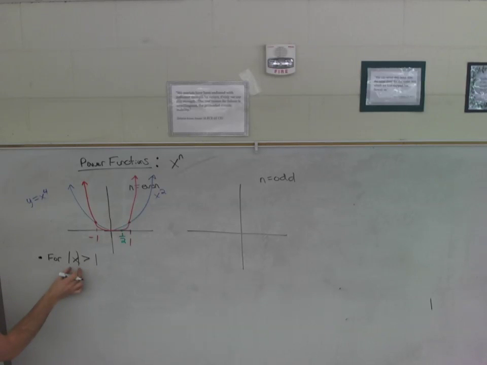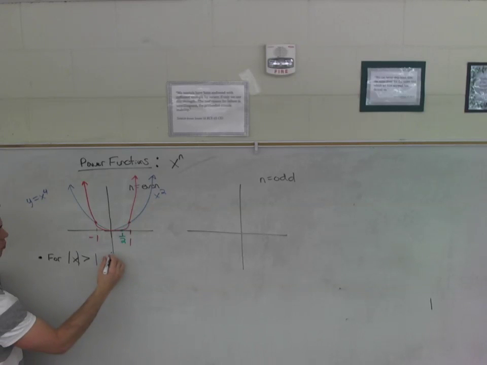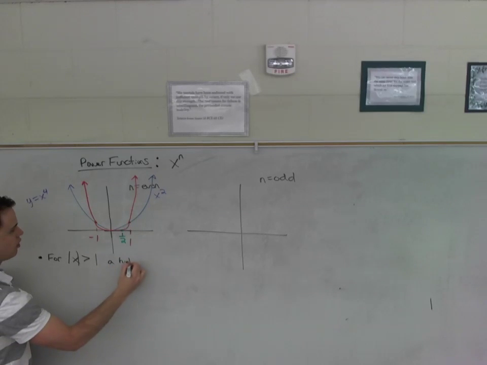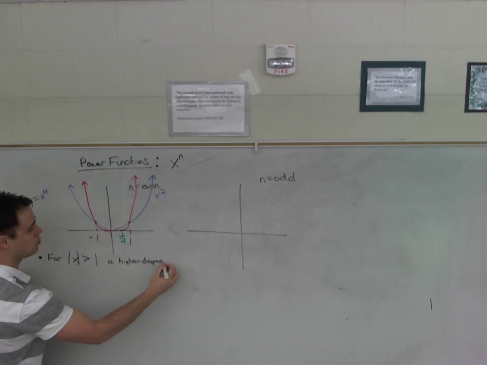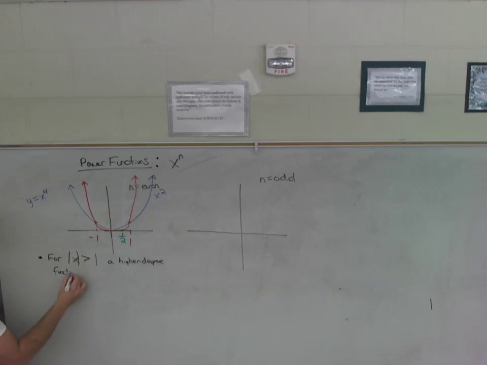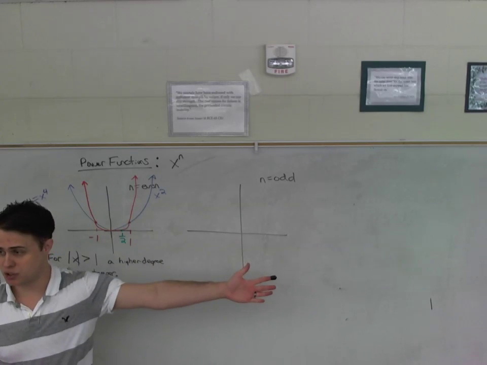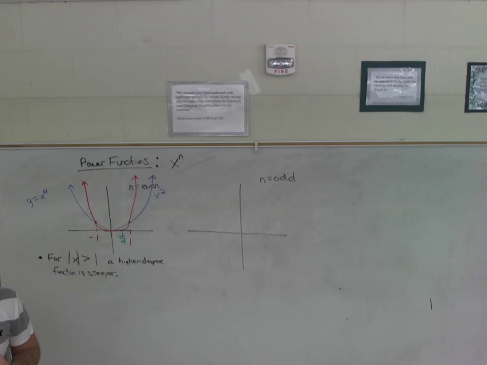If the absolute value, if the magnitude is bigger than 1 in either direction, a higher degree power function is steeper or narrower, however you want to say it. Grows faster, all kinds of ways to say it, okay? That applies to even, it also applies to odd. So if we took x to the 9th and x cubed, which one would grow faster? X to the 9th, except where? Except in this little neighborhood at the beginning, okay? So that would apply to even and odd.